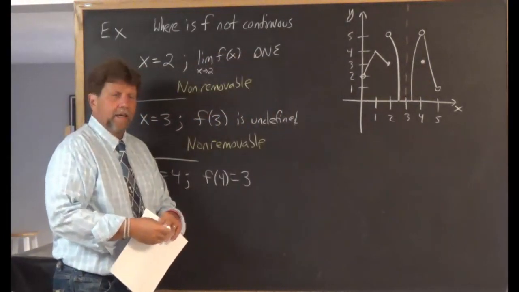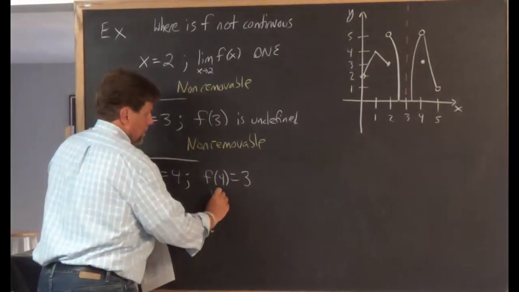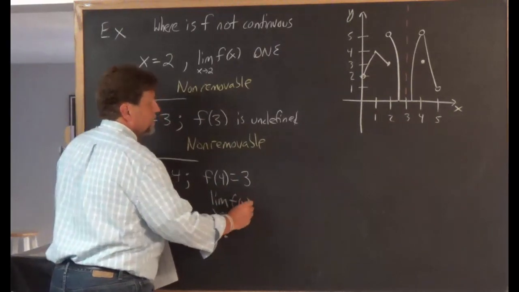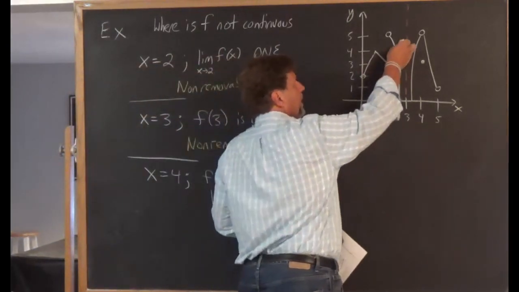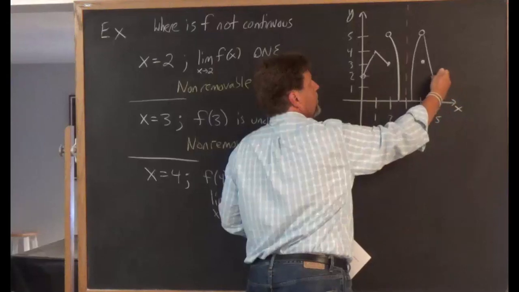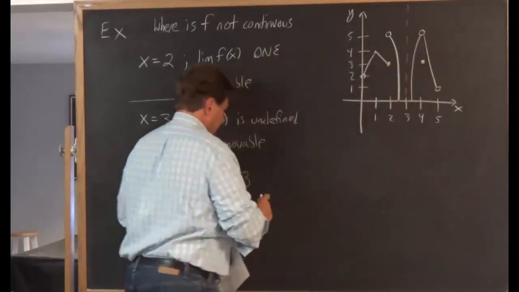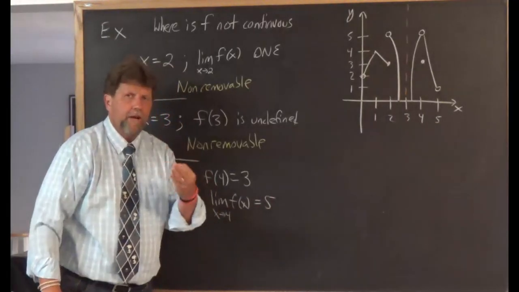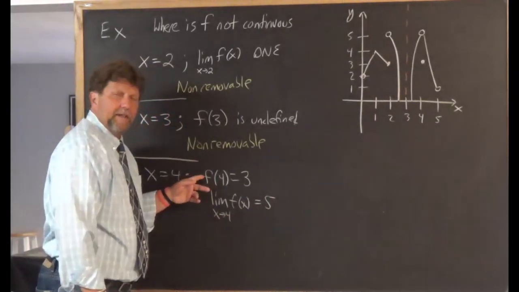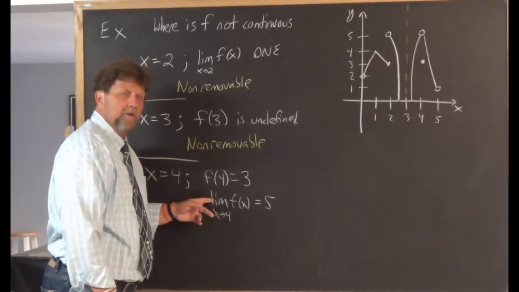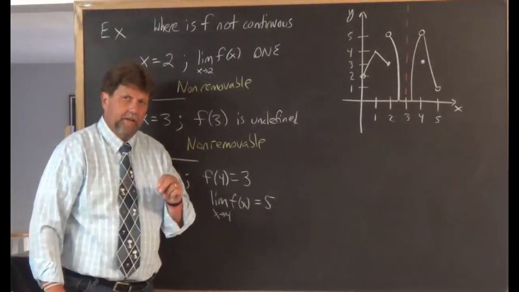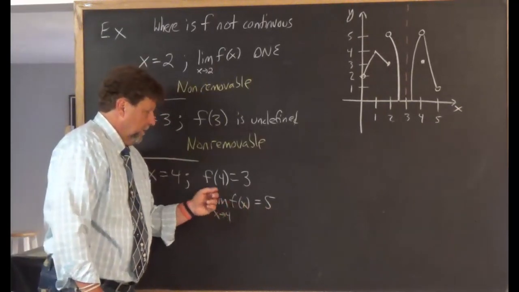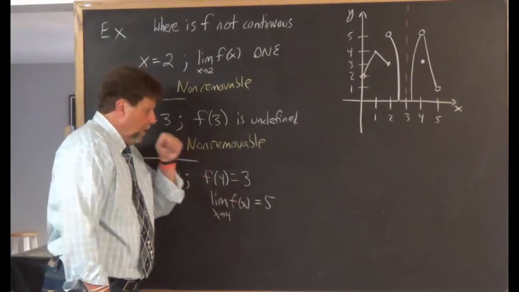The limit exists. The limit as x approaches 4 of f of x means we approach 4 from the left side of 4 and we approach 4 from the right side of 4. It looks like that limit is 5. So when you look at your checklist, those 3 items, it satisfies number 1, it satisfies number 2, but it doesn't satisfy number 3. Remember, number 3 says that the limit would equal the functional value.